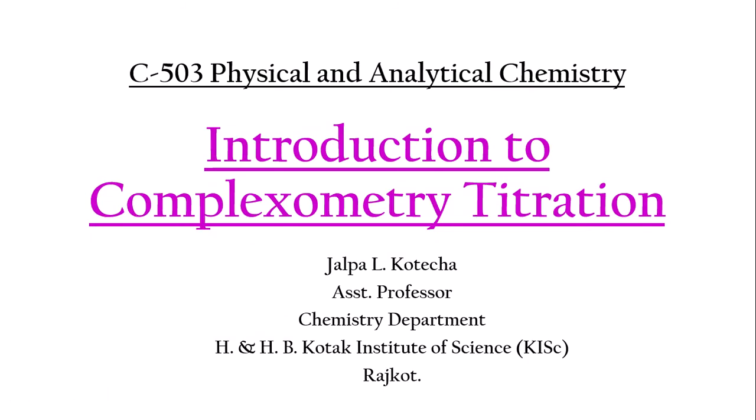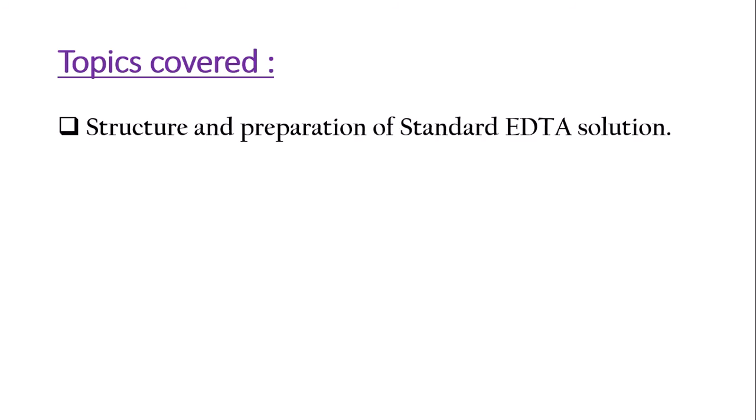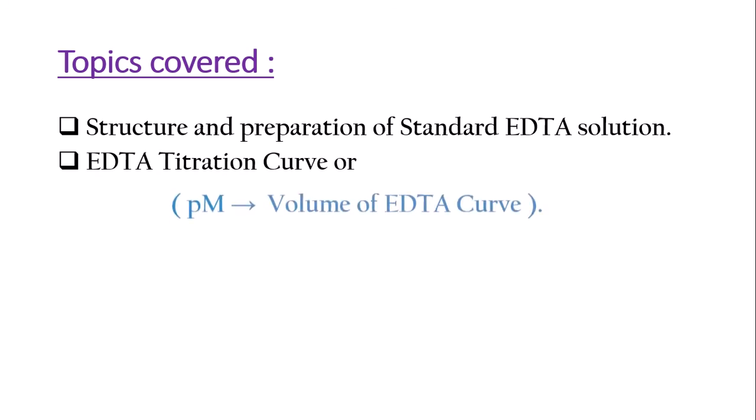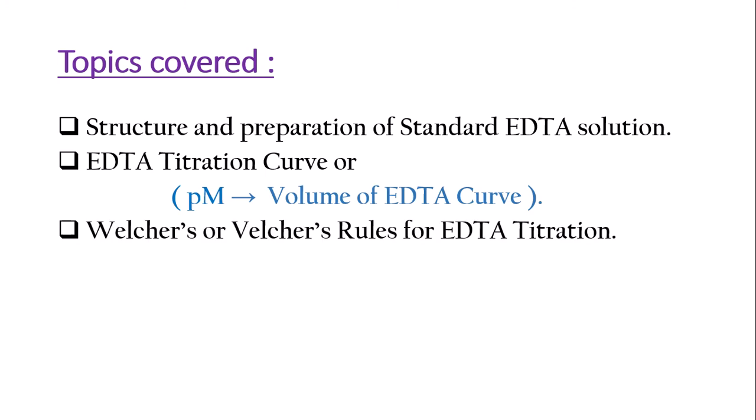Hello everyone. Now let us start with the second part of the complexometric titration. In this we will cover the structure and preparation of standard EDTA solution, the EDTA titration curve, that is pM (metal ion potentiality) versus the volume of EDTA curve, and Welcher's rules for the EDTA titration.